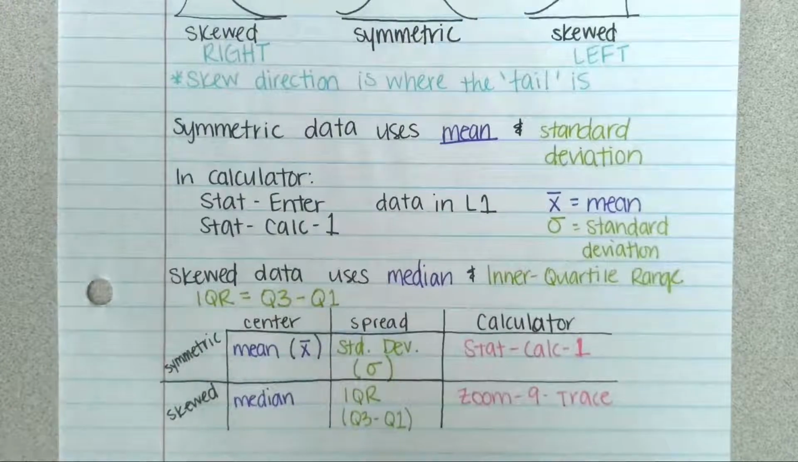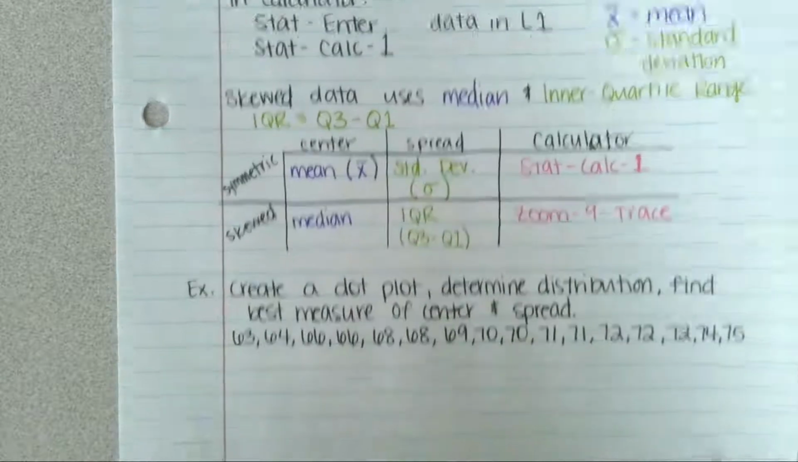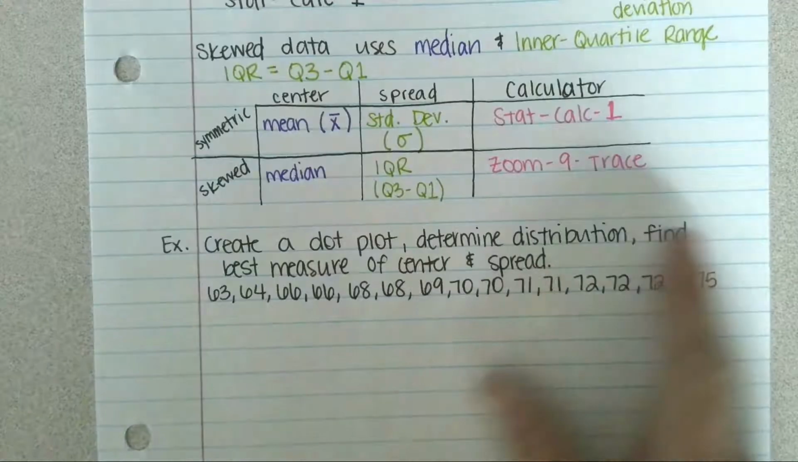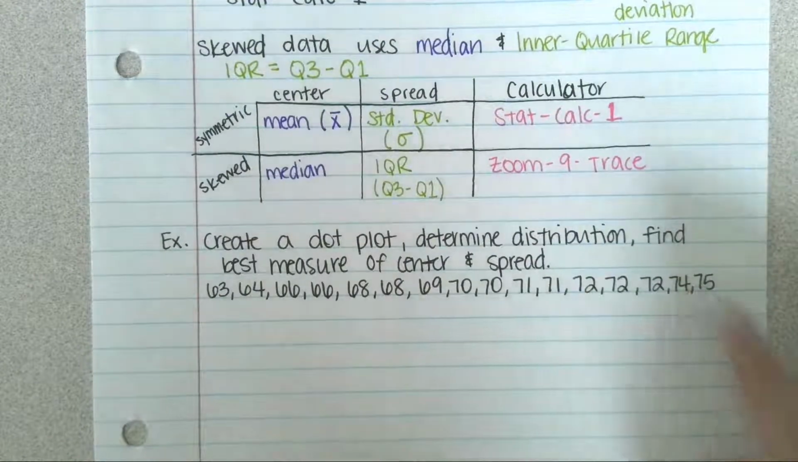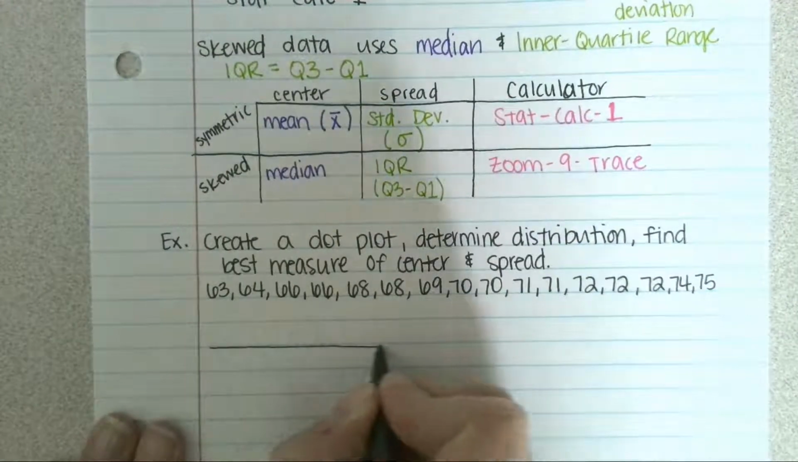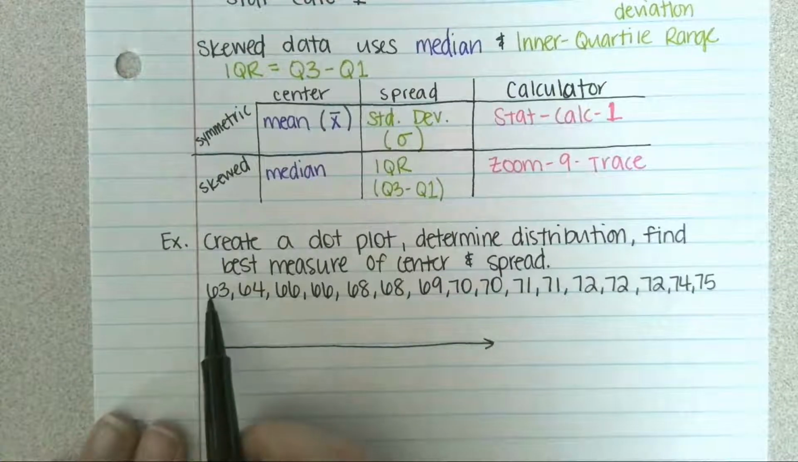Let's do an example. For our example, we are going to create a dot plot, determine the distribution, and find the best measure of center and spread for this data set here. To create our dot plot, the first thing I want to do is draw our number line, and that's one thing we don't have made already. I know my number line has to go from 63 to 75.